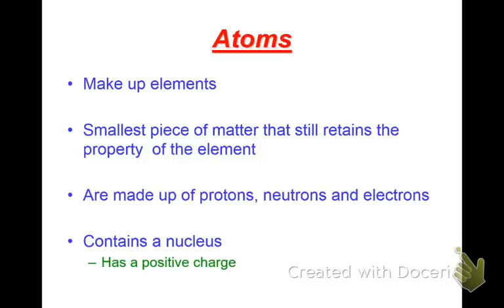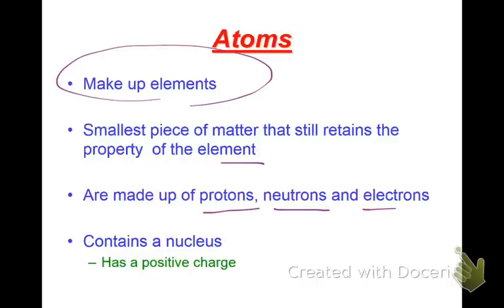And so we have atoms. We know that atoms make up all elements, and it's the identity of the element itself, in the sense that it's the smallest piece of matter of that element. Atoms are made up of protons, neutrons, and electrons. It has a nucleus, and the nucleus itself has a positive charge.